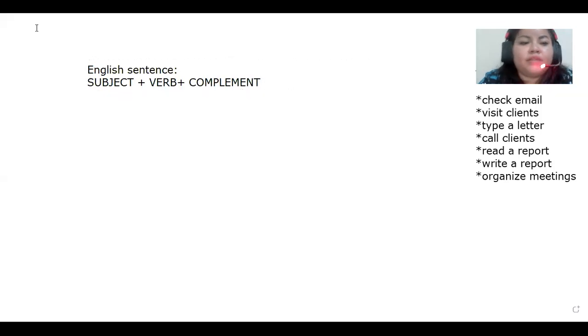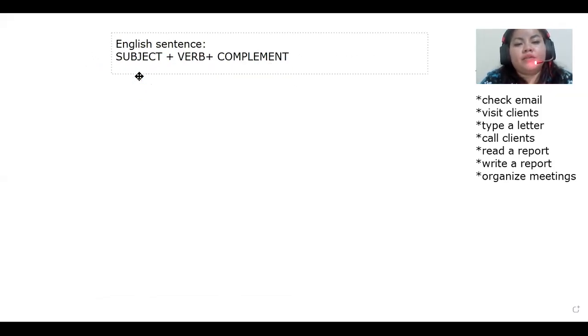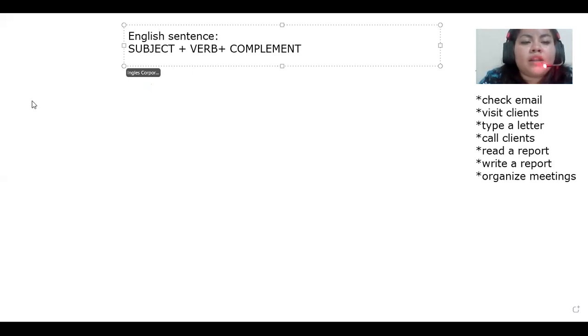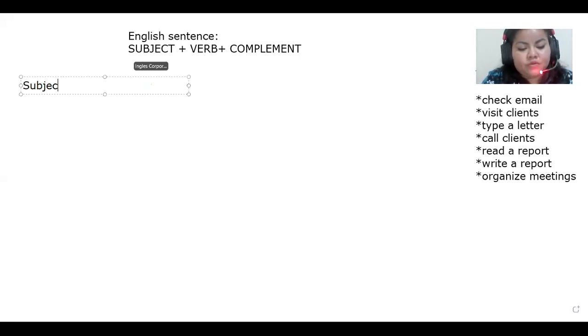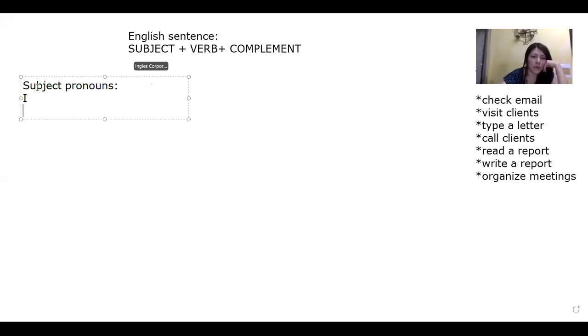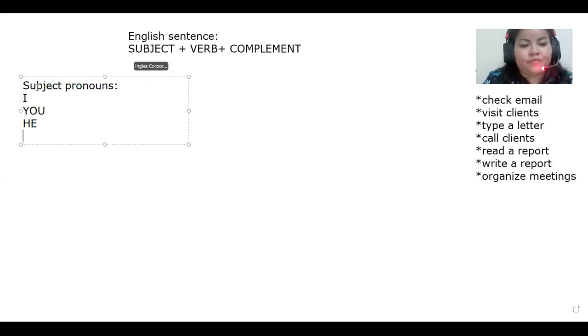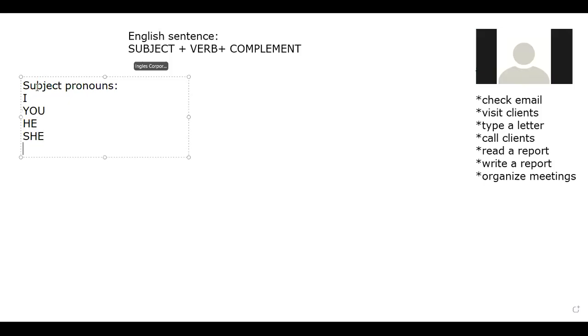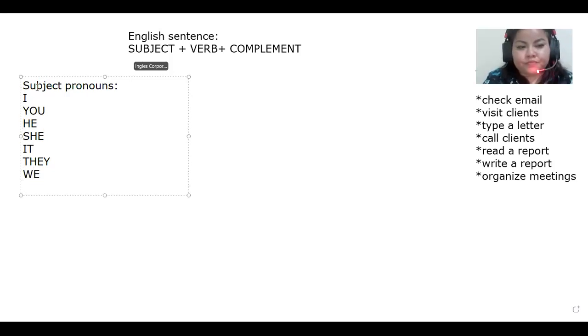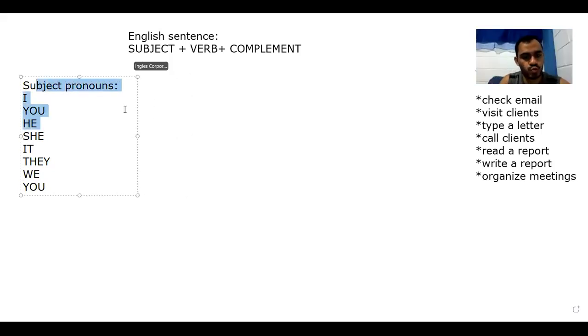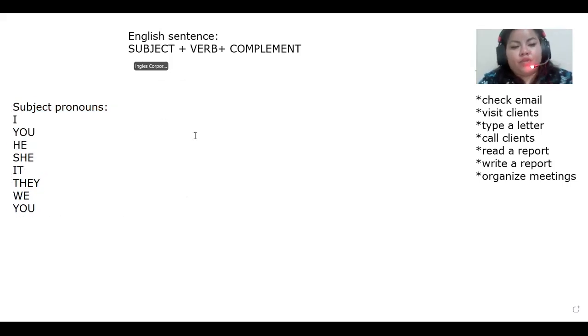Subject, verb, complement. What are the subject pronouns that we have in English? I will write the first one, I. You. He. She. They. It. We. Our is an object pronoun. So we have subject pronouns.